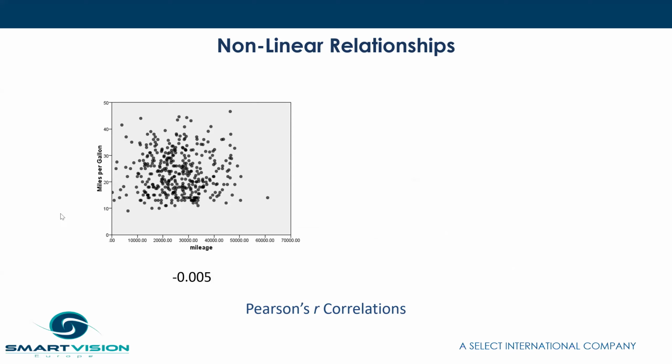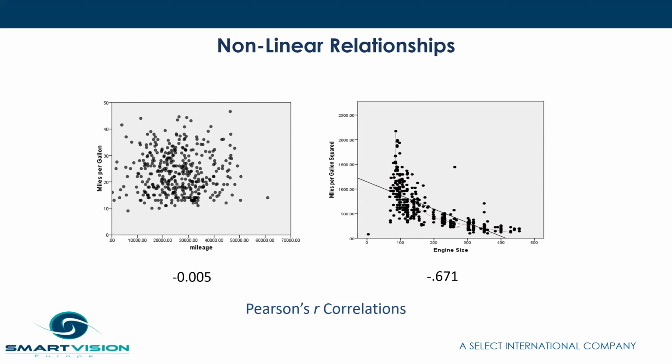Okay. You will get non-linear relationships. You'll get sort of random relationships like this one, which is miles per gallon against mileage. The mileage is really just a relationship with the age of the car. It doesn't have any effect on miles per gallon. So it's very close to zero, as we can see, and that's kind of a random relationship. We would expect that correlation to be probably not very statistically significant.